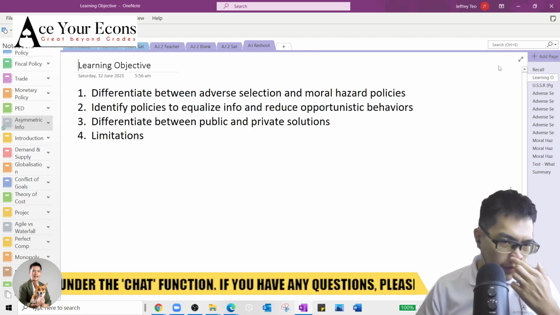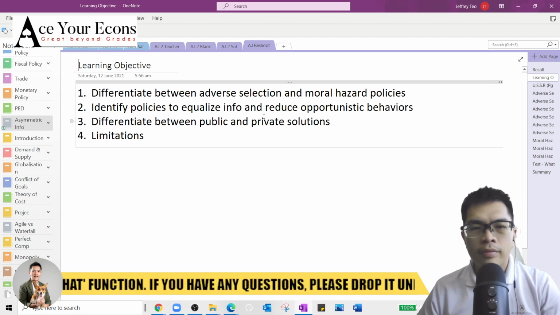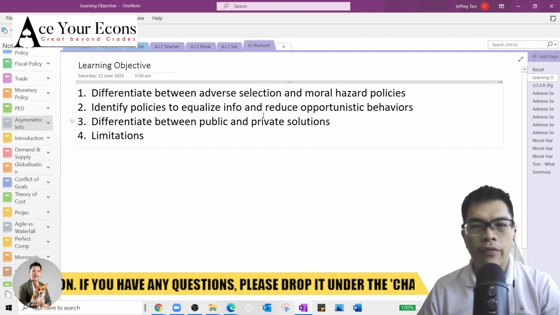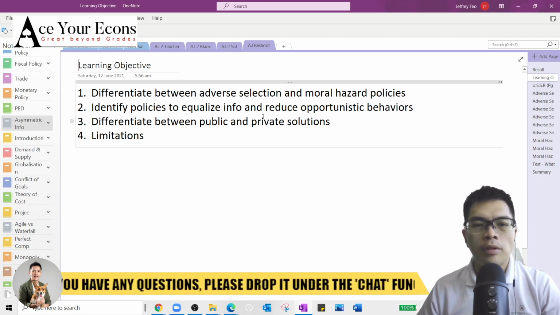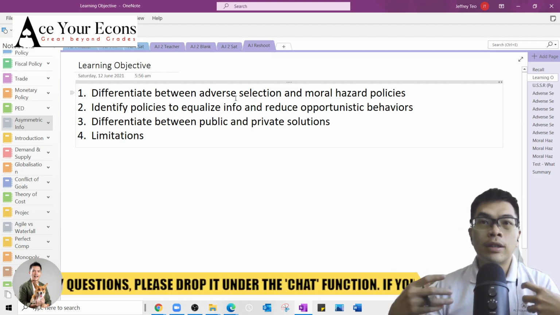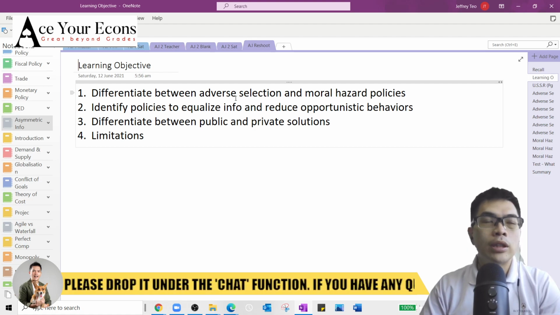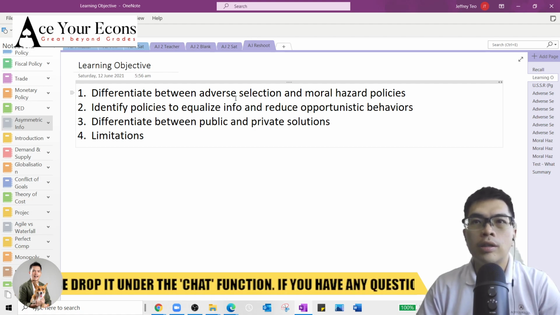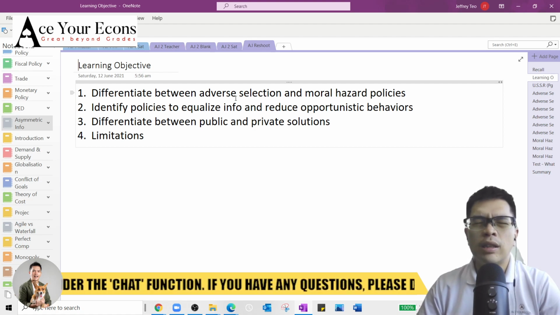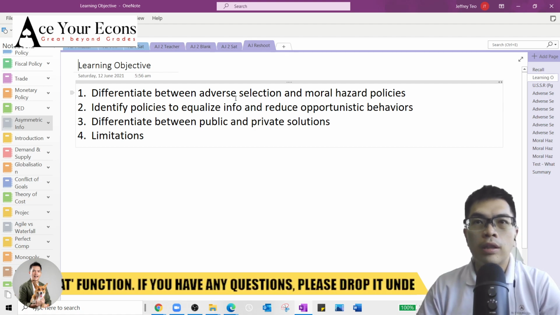Okay. So the learning objective for today is to distinguish between adverse selection and moral hazard policies. Identify which policies are there to equalize info and reduce opportunistic behaviors. Differentiate between public and private solutions. Sometimes this will come in the form of the question when they ask you, what does the government do? When the government comes into the picture, you should avoid listing private sector solutions. Later on, we'll be learning some private and public sector solutions. Of course, you want to learn limitation.